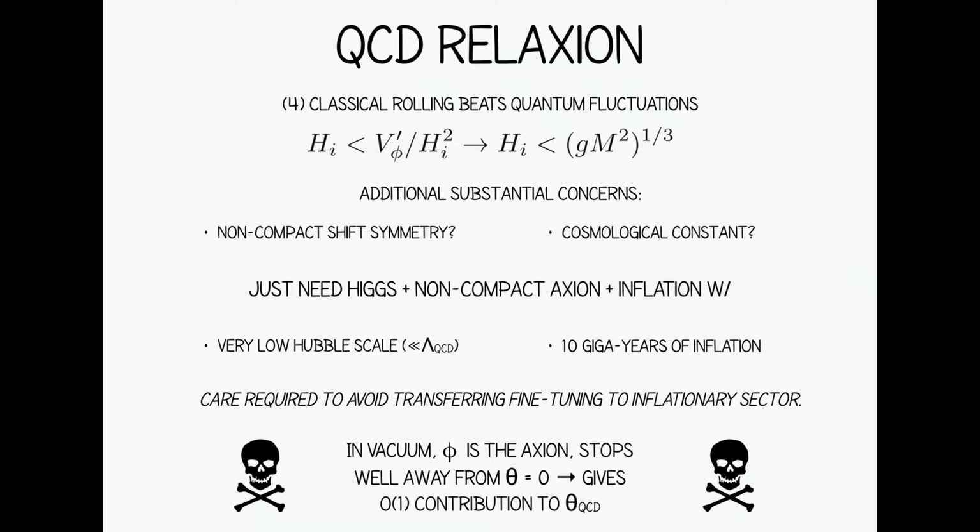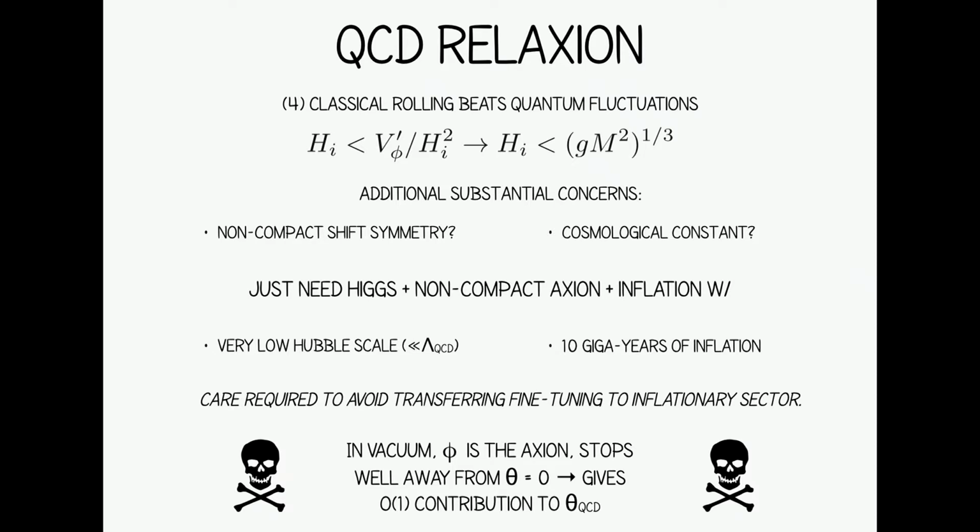There's a final thing. So you've done all this work. You have this very special inflationary sector. You don't worry about the cosmological constant problem. You don't worry about this shift symmetry. You have 10 gigayears of inflation. You think, finally, I got the Higgs mass right?